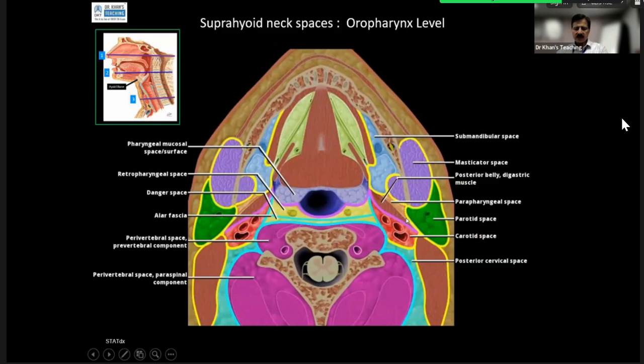Look at the spaces. They're still there, but the configuration has changed. For example, look at the parapharyngeal space. It is now attenuated. It is not as big as it was before. And this is the masticator space. This is the submandibular space, the parotid space, the carotid space.